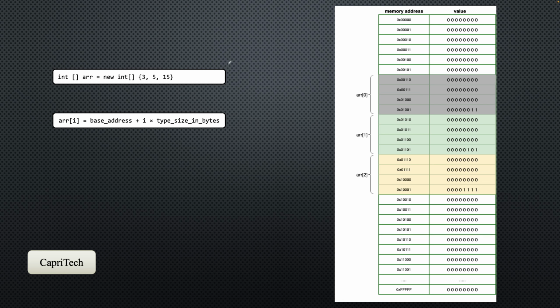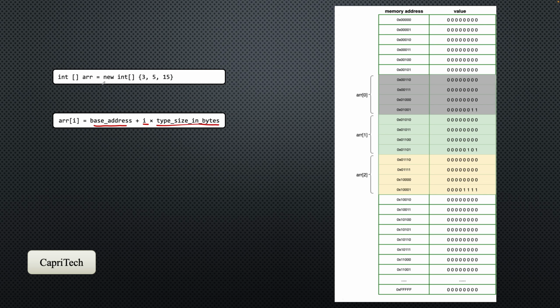And this formula is used to calculate the memory address, the starting address for the element at any index. This is the base address, this is the index, multiplied by the type size in bytes. In our case, the type size is integer. It takes 4 bytes in the memory.